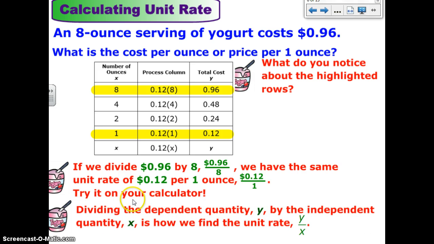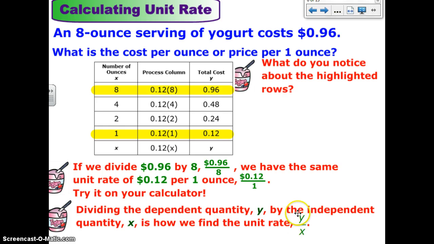So what we can conclude is that by dividing the dependent, or our y column, by the independent, which is our x column, we can find the unit rate. 96 cents divided by 8 is 12 cents. 48 cents divided by 4 is 12 cents. 24 cents divided by 2 is 12 cents. And 12 cents divided by 1 is still 12 cents.